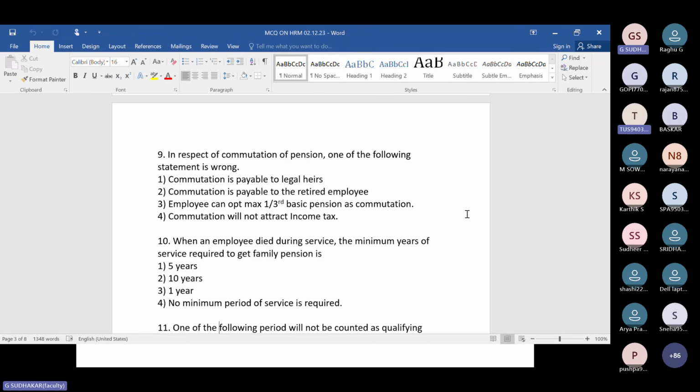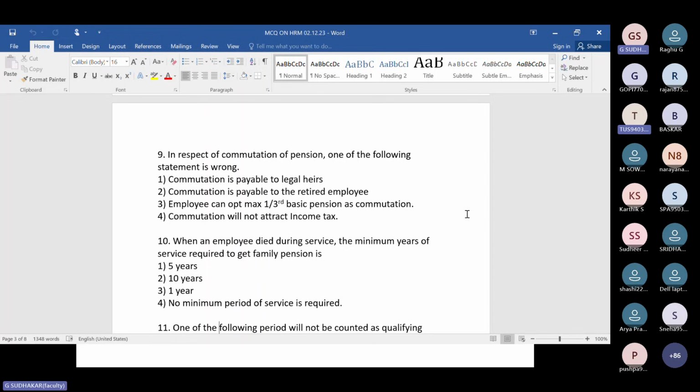Which one is wrong? Sir, 1 is wrong. Commutation is not payable to legal heirs, sir. Correct. But madam told commutation will not attract income tax. Whether commutation will attract income tax? No. Only in gratuity, the difference between scheme and act will attract income tax. All terminal benefits are free from income tax except the gratuity between scheme and act.